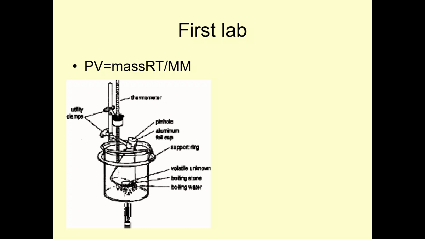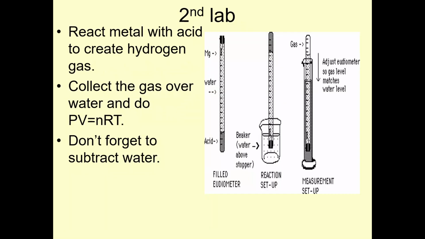All right. Our first lab, we're actually not doing that lab, so goodbye. Here's the second lab. We're doing this one. We're going to react a metal with acid to create hydrogen. So we have this device right here. We've got a piece of magnesium. This is acid, right? And water, and it's going to mix. And when it mixes, it's going to start making gas, which is going to push it down. Okay? We're going to collect the gas over water and do PV equals nRT.